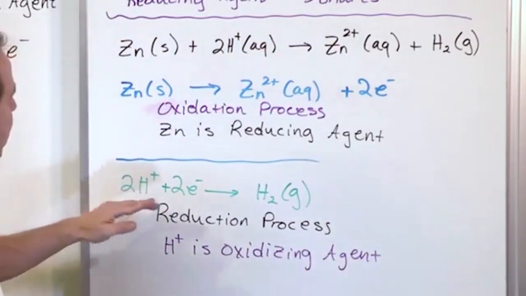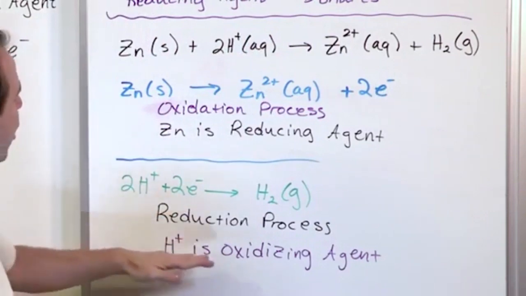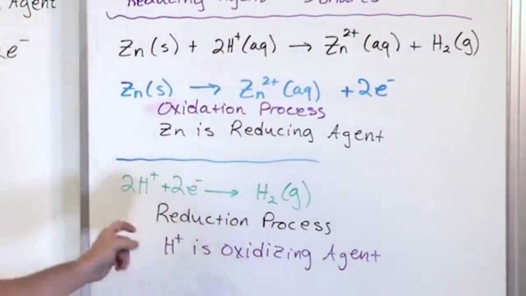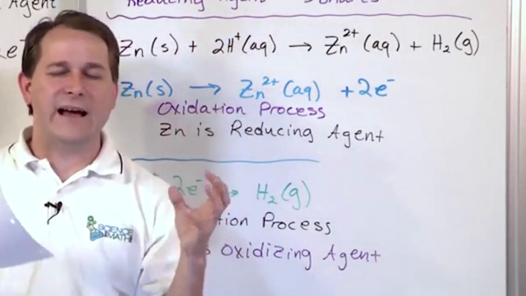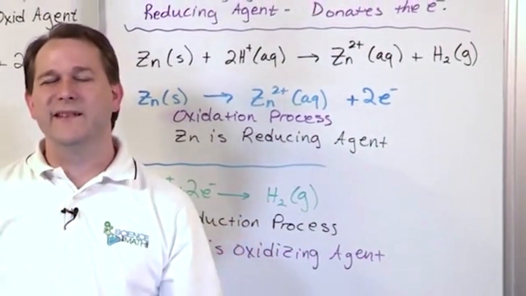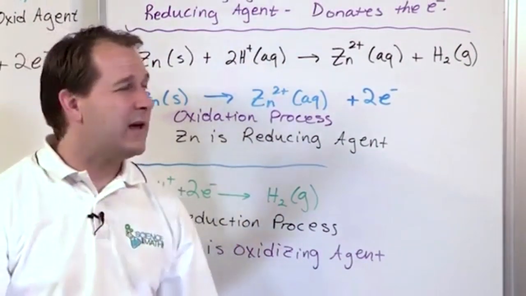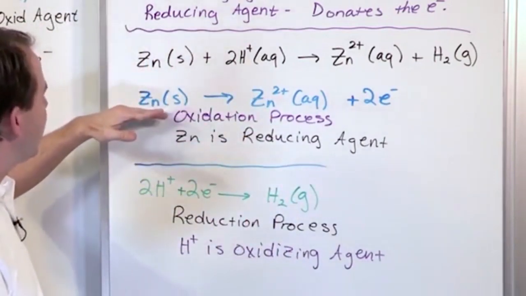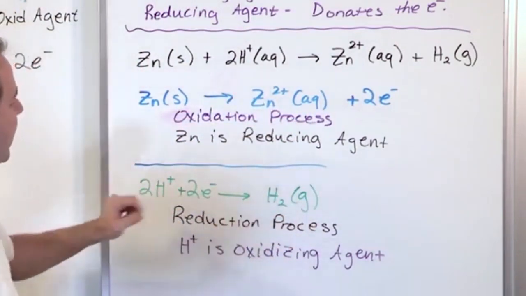This is a reduction process because it's gaining electrons. It's also an oxidizing agent because the hydrogen is the guy accepting the electrons. So really, I understand this stuff really well, and these definitions can still confuse me a little bit. To be honest with you, what I do when I do these problems is I write the half reaction down and I identify what is the oxidation process from losing electrons, and then I write down what is the reduction process by gaining electrons.